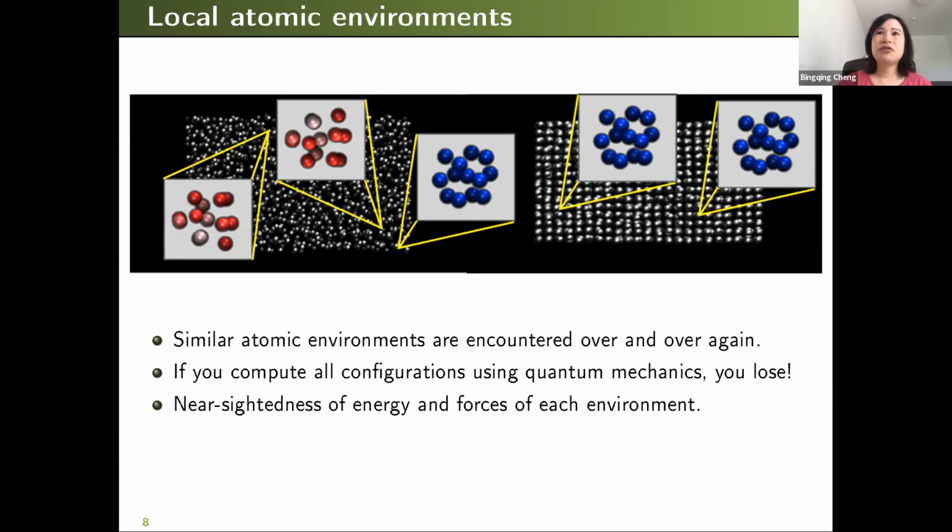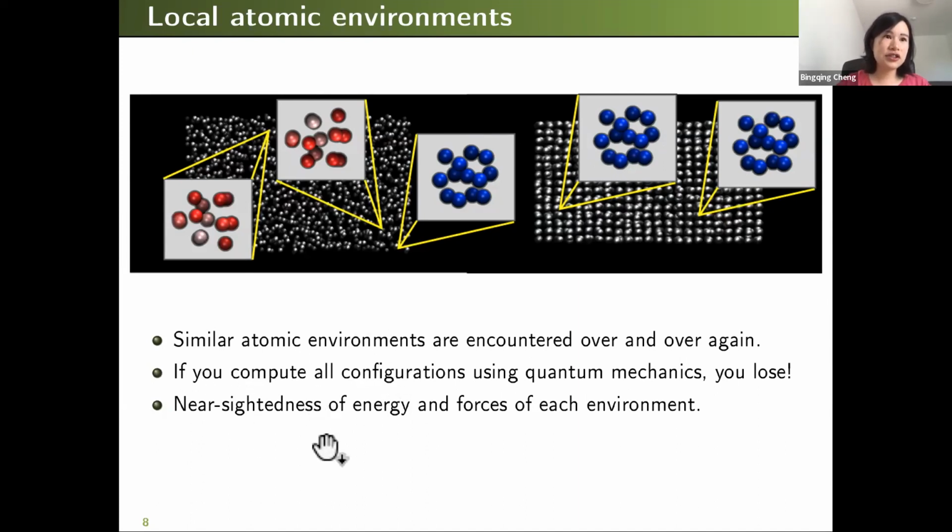This means that if we do the traditional ab initio molecular dynamics way, this is kind of wasteful. The reason is that we encounter these repeated atomic environments, so we don't have to recompute them over and over again. Instead, let's say I have a memory, and each time I encounter a new atomic environment, I just memorize what this environment looks like and what the energy and forces associated with it are. So next time, when another environment comes in, I can just make a comparison between the new environment and the ones in my memory. And based on their similarity, I can make a prediction for the new environment.